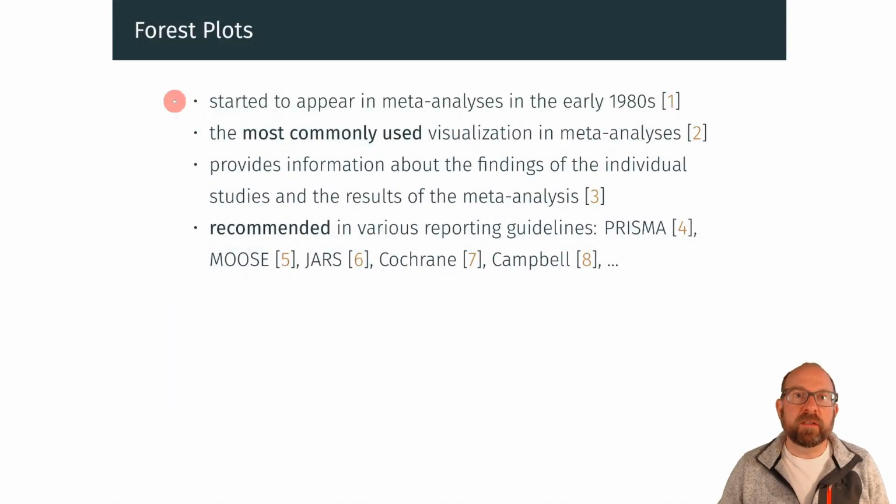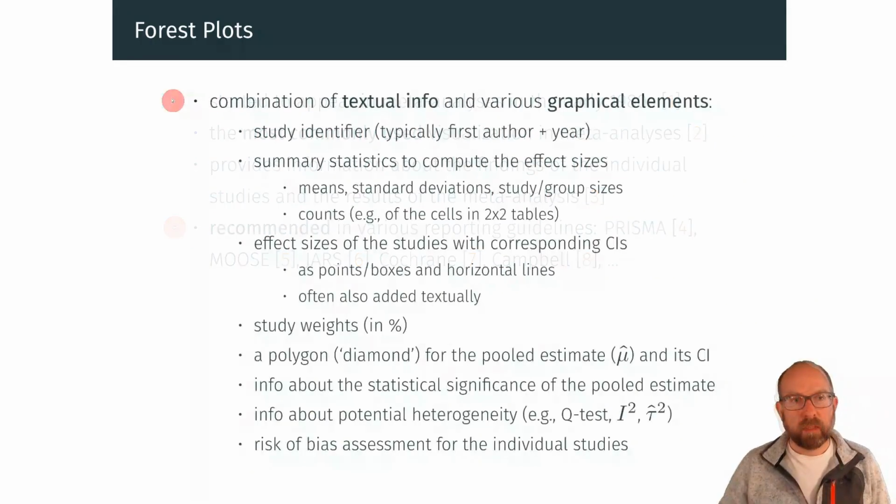So forest plots started to appear in meta-analyses in the early 1980s, and these days they are the most commonly used visualization in meta-analyses. Why is that? Well, for one thing, they provide information about the individual studies included in a meta-analysis, but also the results of the meta-analysis itself. And they are recommended in various reporting guidelines like PRISMA, MOOSE, the Journal Article Reporting Standards of the APA, and Cochrane and Campbell both recommend or even require that the results of a meta-analysis are reported using a forest plot. Let's consider what is actually included in a forest plot.